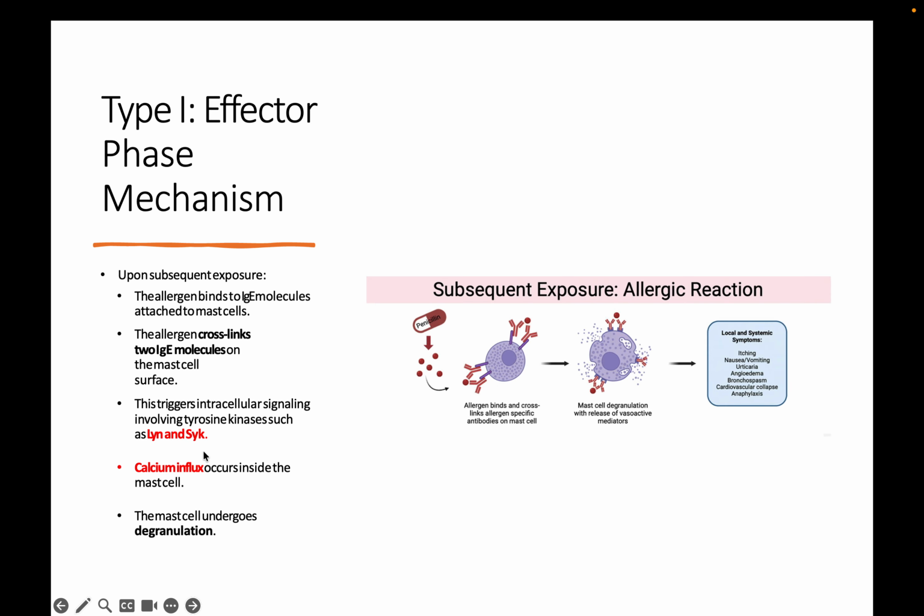It's going to activate Lyn and Syk, basically kinds of tyrosine kinases. I don't need you to know that, and it causes a calcium influx inside. Again, don't need you to know that. And what this causes is that the mast cells start to degranulate. They start to release a lot of molecules that give us the symptoms. These are the itching, the nausea, erythema, and angioedema, bronchospasms, cardiovascular collapse, anaphylaxis, you name it. This is type 1. This is how it's mediated, per se.